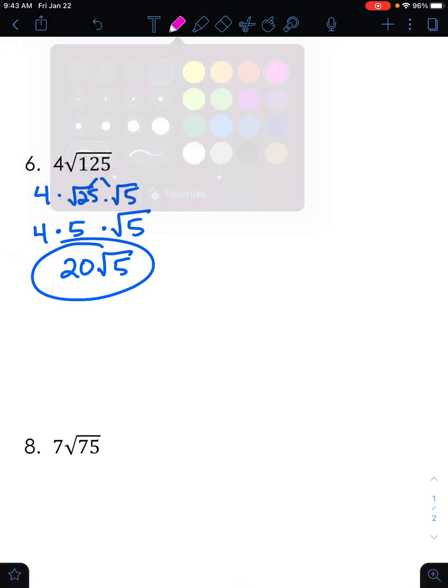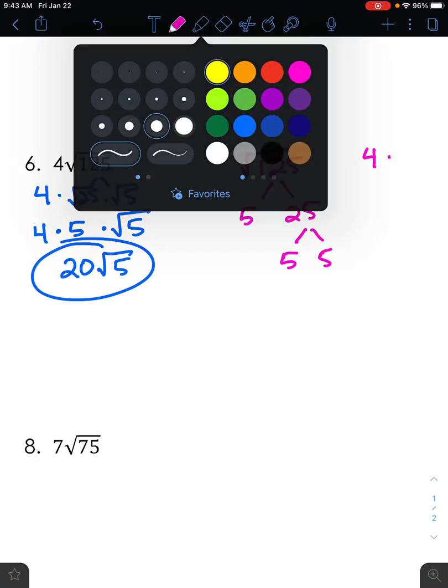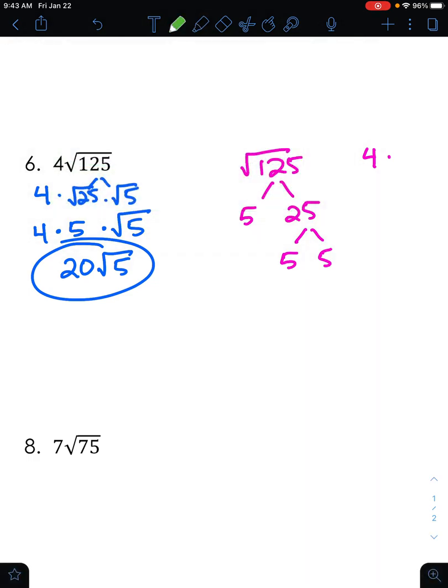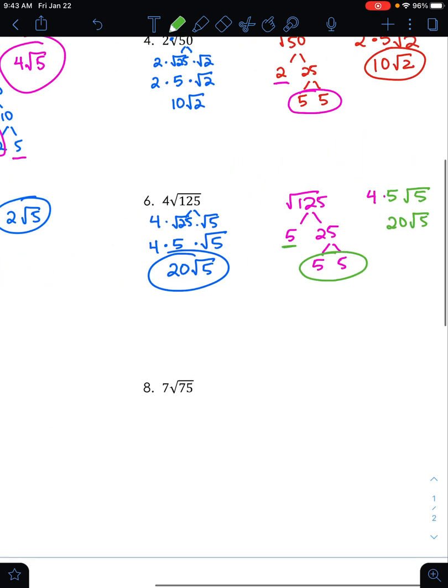Okay, and then factor tree method. I'm going to keep my 4 over here, and I will just do a factor tree off 125. 5 and 25. 5 times 5. Oops, let me get another color here. So I'm just going to circle these two 5s, and that will stay. So these two 5s will produce a single 5. The one that doesn't have a pair is under the radical. 20 square root of 5.